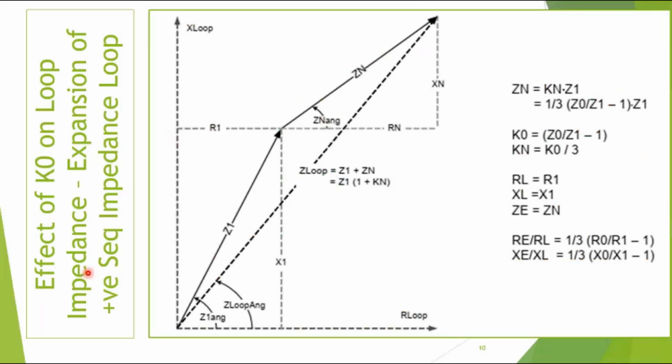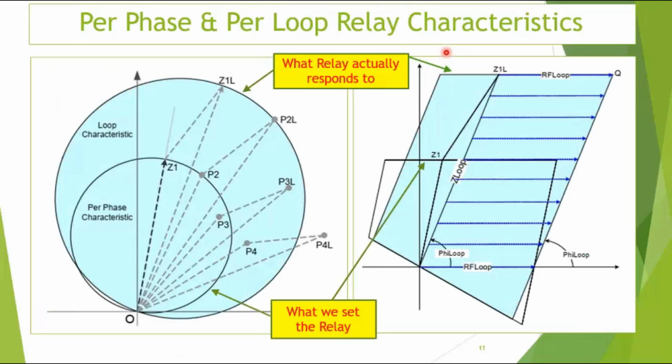Effect of K0 on loop impedance, expansion of positive sequence impedance loop. This is what I calibrate the relay to measure, but this is what the relay actually measures. Z1 is multiplied by K0 into Z1 and an increased loop is created. Increased circle or quad characteristic is created as shown in the next slide. This will give a very clear idea what happens.